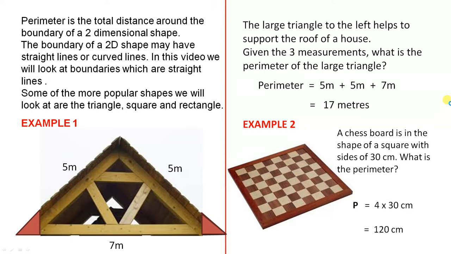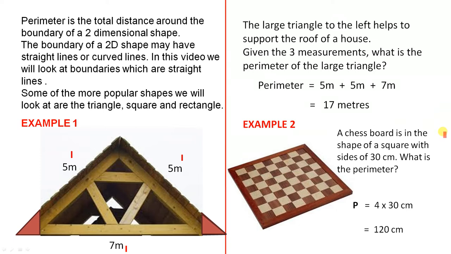Some of the more popular shapes we will look at are triangles, square, and rectangle. The large triangle to the left helps to support the roof of a house. Given the three measurements, what is the perimeter of the large triangle? So the perimeter is 5 meters plus 5 meters plus 7 meters, and that's 17 meters.